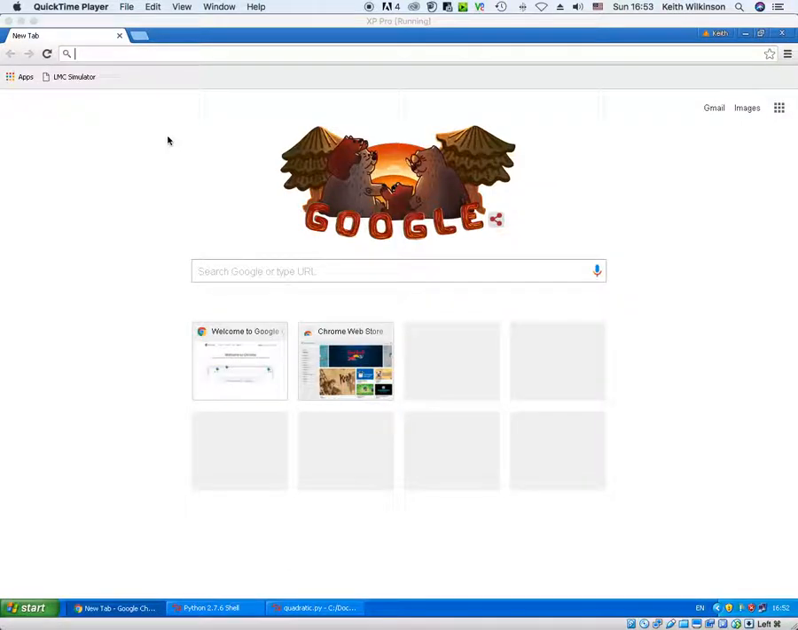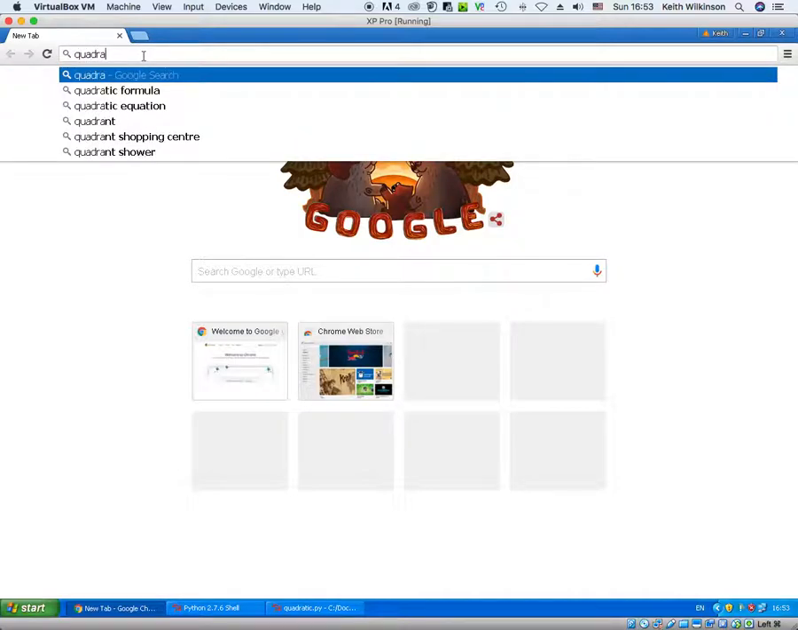We're going to try and solve the quadratic formula that will appear on the higher level GCSE maths paper, and we're going to do it in Python. So first of all, we're going to analyse what it all is. So I'm going to go to Google and let's find out about the quadratic formula and what it does.